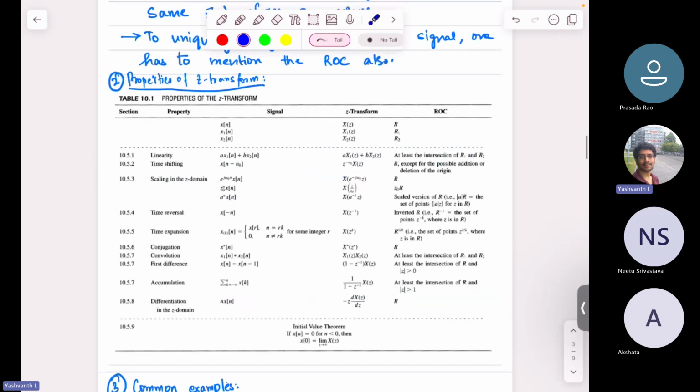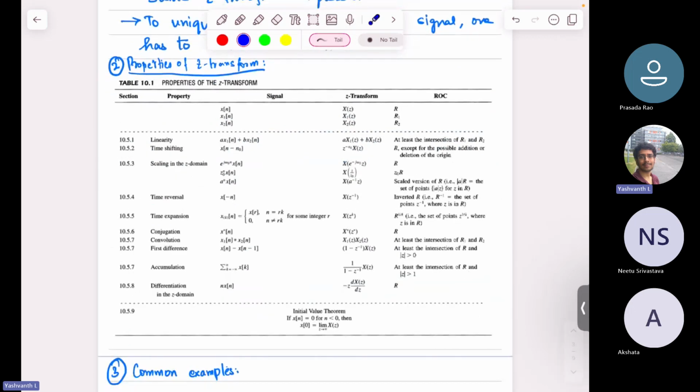Okay. So now let's look at some of the properties of the Z transform. This is again a picture that I took from the book written by Oppenheim, chapter number 10. If you look at the properties of the Z transform, let's say you have an original signal x of n with its Z transform x of z with ROC R. Now let's say I have two other signals x1 of n and x2 of n with Z transforms x1 of z and x2 of z with ROCs R1 and R2.